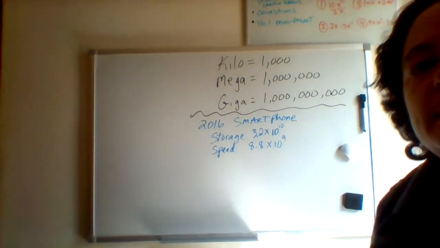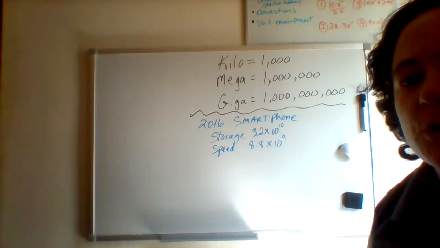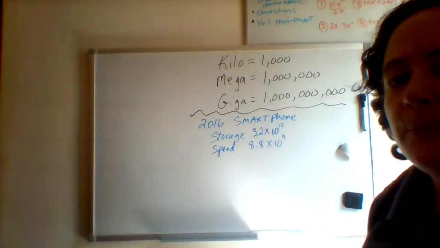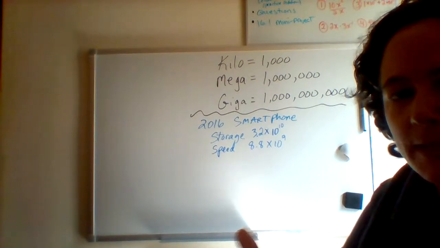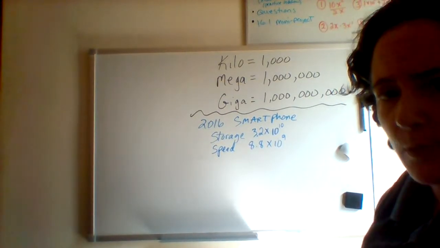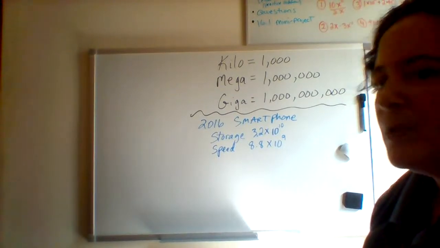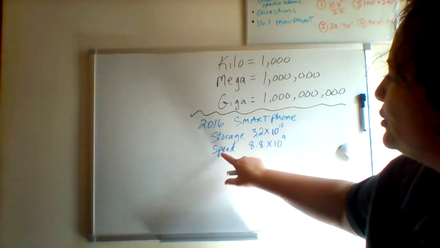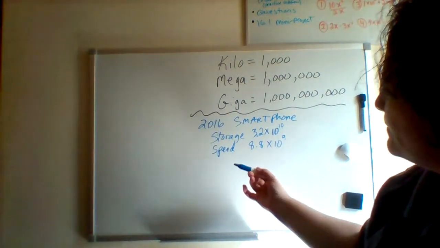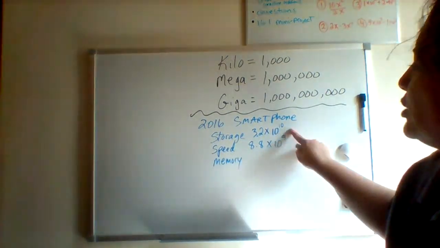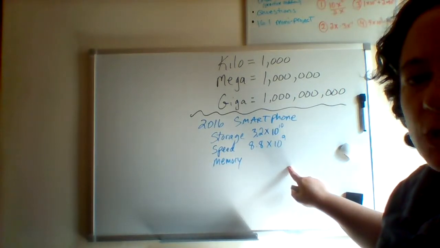So if you were taking some notes down as to steps to complete this activity or mini project, your first step is to pick your device. Pick it, but don't pick the Apollo Guidance and don't pick the 2016 smartphone. So pick your device and then take the information on the card, storage, speed, and the last one is memory, and change the numbers into scientific notation.